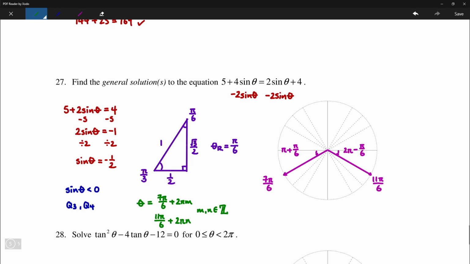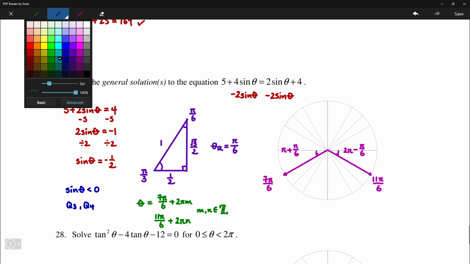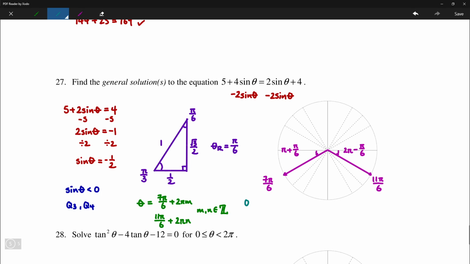Of course, we can also have the same answer but in degrees. So that would be 210 degrees and 330 degrees. And instead of adding 2 pi, we'll add 360 degrees. And the rest of these answers are much the same.